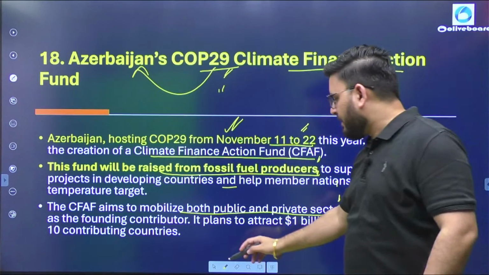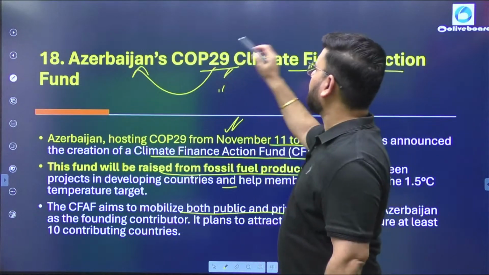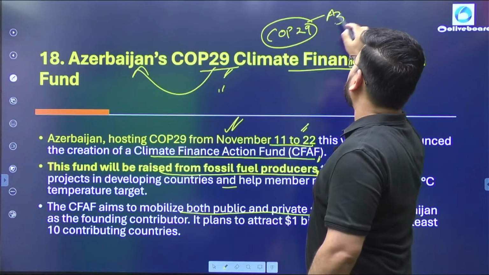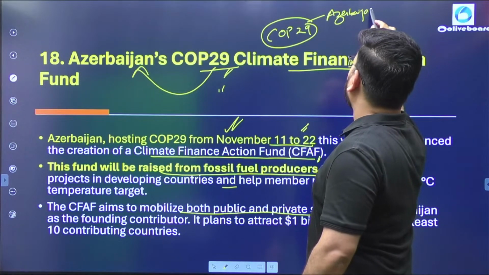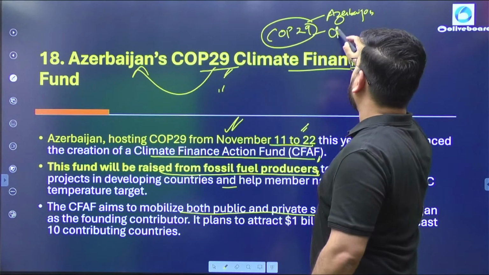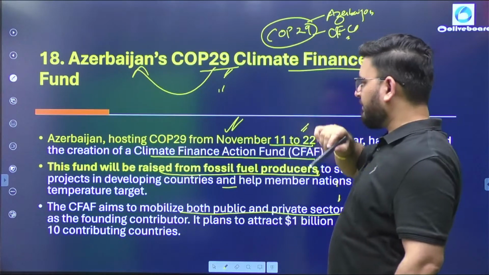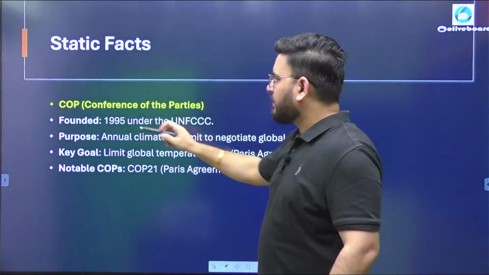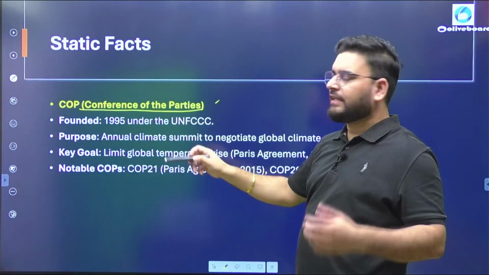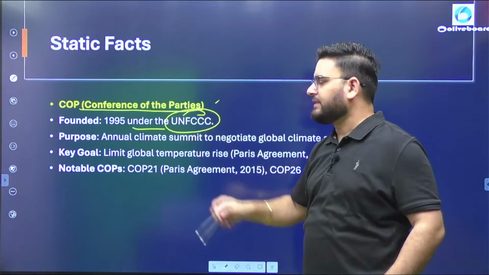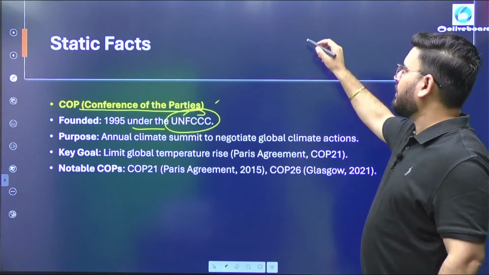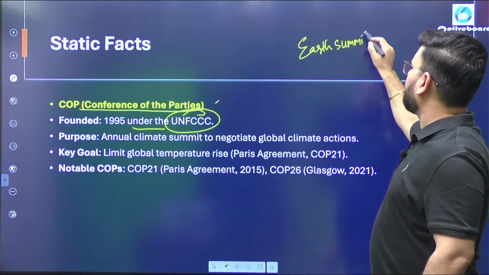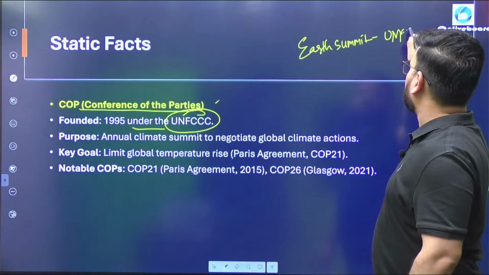So how are you going to make the short notes? Just remember COP29, one part is Azerbaijan, and the other is the climate finance action fund. Just remember this thing. About the Conference of Parties, it was founded in 1995 under UNFCCC. You all must have known about the Earth Summit. The Earth Summit was in 1992, where UNFCCC was formed.